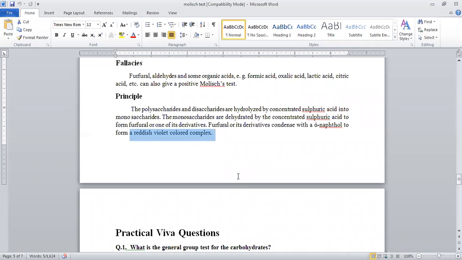That's why there is formation of a reddish violet ring in the test tube when we add the Molisch reagent to a sample solution which has carbohydrates. So if the carbohydrates are present in the sample, those will be hydrolyzed into monosaccharides. Those monosaccharides will be dehydrated by sulfuric acid to form furfural, and then that furfural reacts with alpha naphthol to make a reddish violet colored complex. This is how we can detect the carbohydrates in the given sample solution.